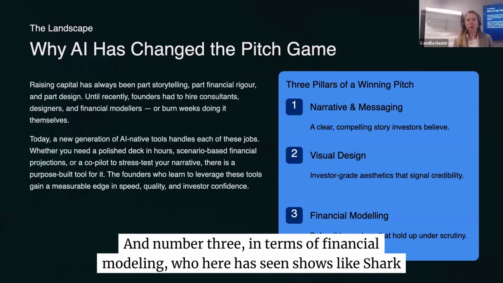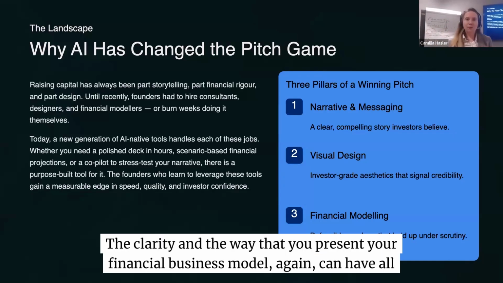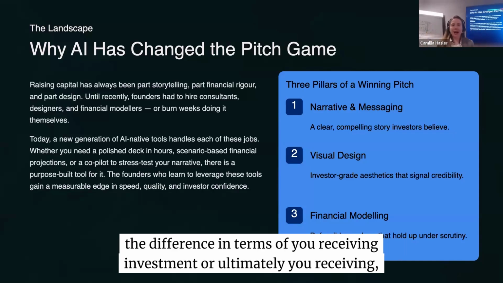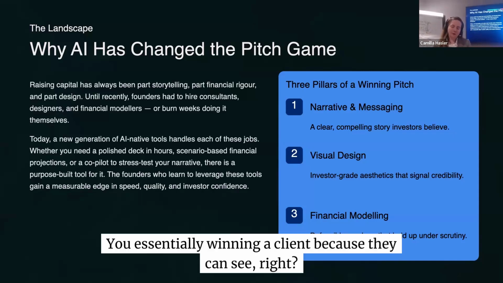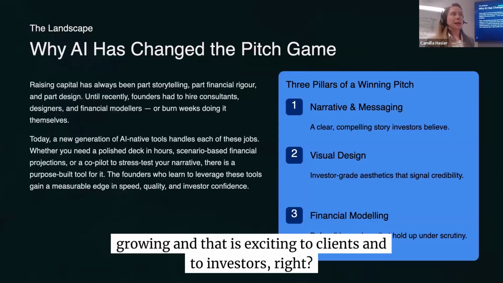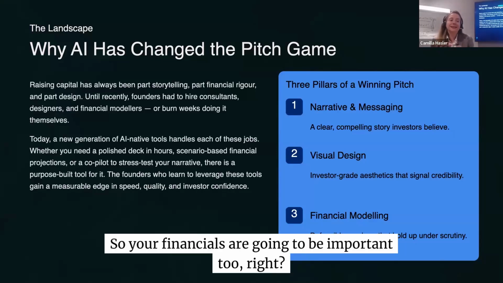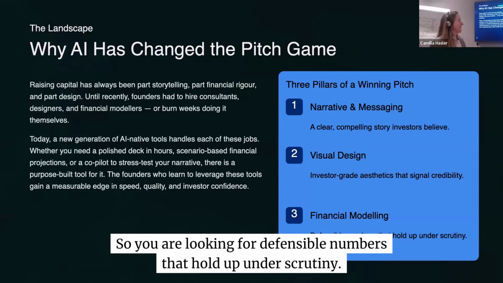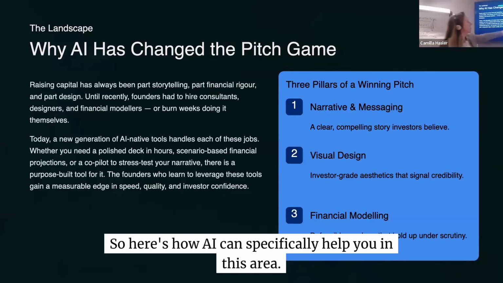Who here has seen shows like Shark Tank and many others? The clarity and the way that you present your financial business model can make all the difference in terms of you receiving investment or ultimately winning a client, because they can see that you're growing. And that is exciting to clients and to investors. Highly exciting. So your financials are going to be important too. So you are looking for defensible numbers that hold up under scrutiny. So here's how AI can specifically help you in this area.